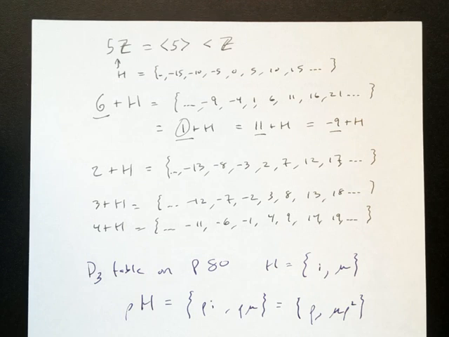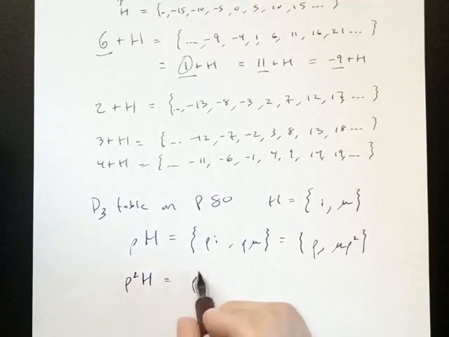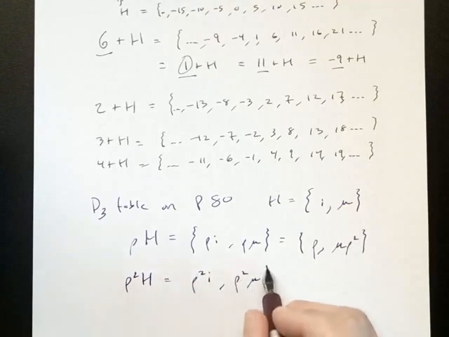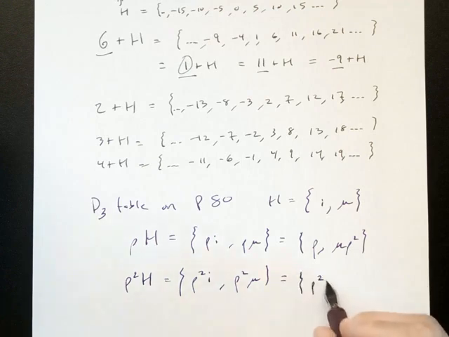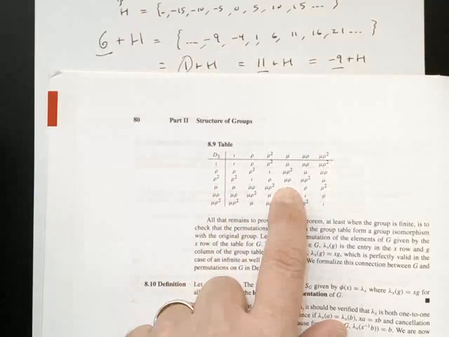Please notice I have now taken care of 4 of the 6 things that live in my group. 1, 2, 3, 4. I need something that's not listed. How about P squared? What's P squared times I? Great. What's P squared times mu? I don't know. But I can look at the table on page 80 and I can find out. P squared times mu is mu P.